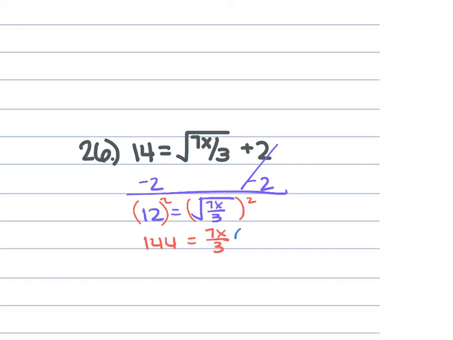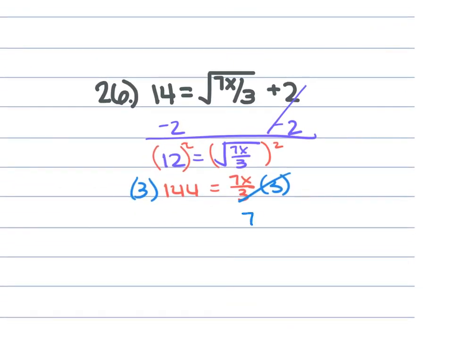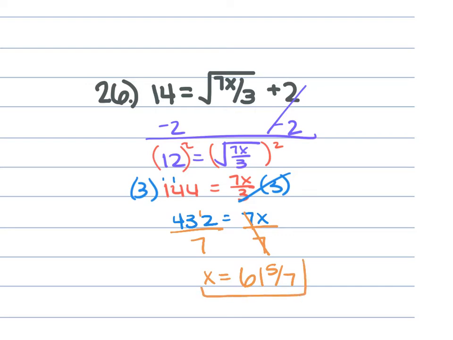So we're going to multiply each side by 3 to get rid of the 7x over 3, and it's just going to be 7x on that side. The 3 times 4 is 12, carry the 1. 3 times 4 plus 1 is 13, and 3 times 1 plus 1 is 4. So we have 432 is equal to 7x. We divide each side by the 7 to get x is equal to 7 goes into 43 6 times with 1 left over. 7 goes into 12 once. 12 minus 7 gives us 5, so that's 61 and 5/7.